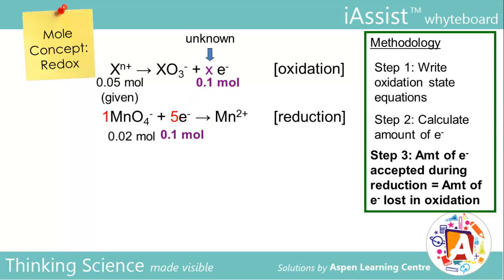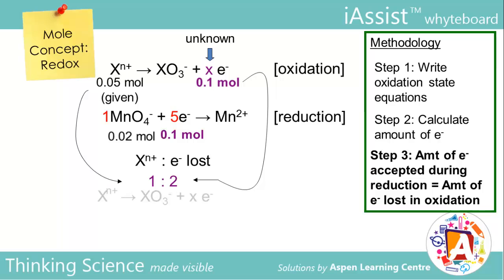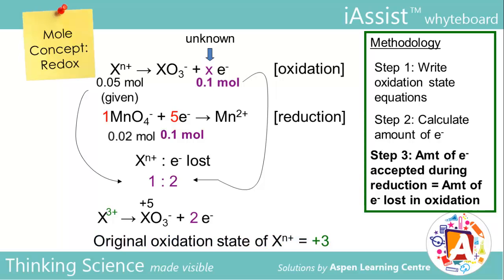We can then see that the ratio of Xn+ to the number of electrons lost is 1:2. Since Xn+ was oxidized to a +5 oxidation state with the loss of 2 electrons, we can therefore deduce that the original oxidation state of Xn+ was +3.